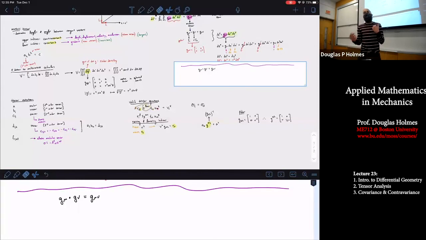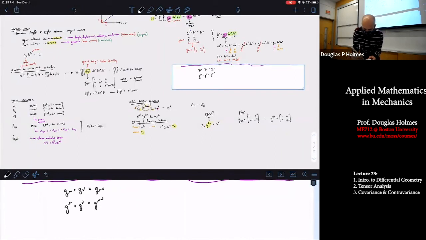So I took and I dotted two covariant basis vectors into each other, and I got the metric tensor. I can similarly dot the contravariant components of my basis vectors and get the inverse of the metric tensor, or the contravariant metric tensor. Now, I think what you're asking is, what happens if you just took G mu dot G nu? In this case, I'm dotting the covariant components of the basis vectors into the contravariant components of the basis vectors.